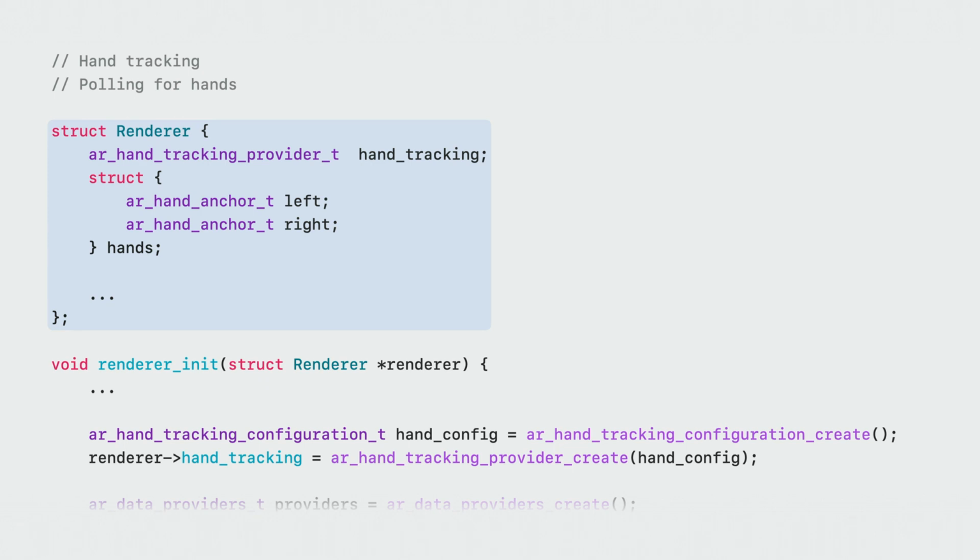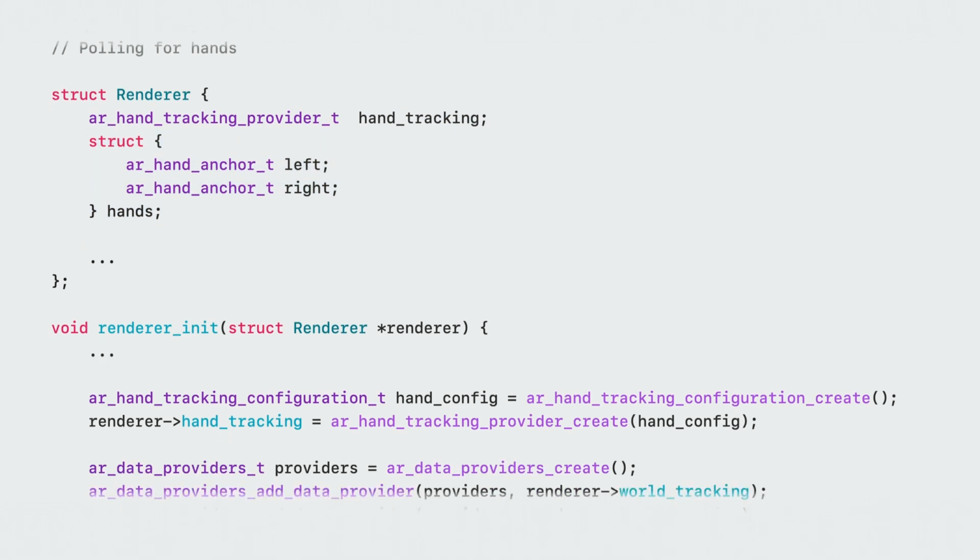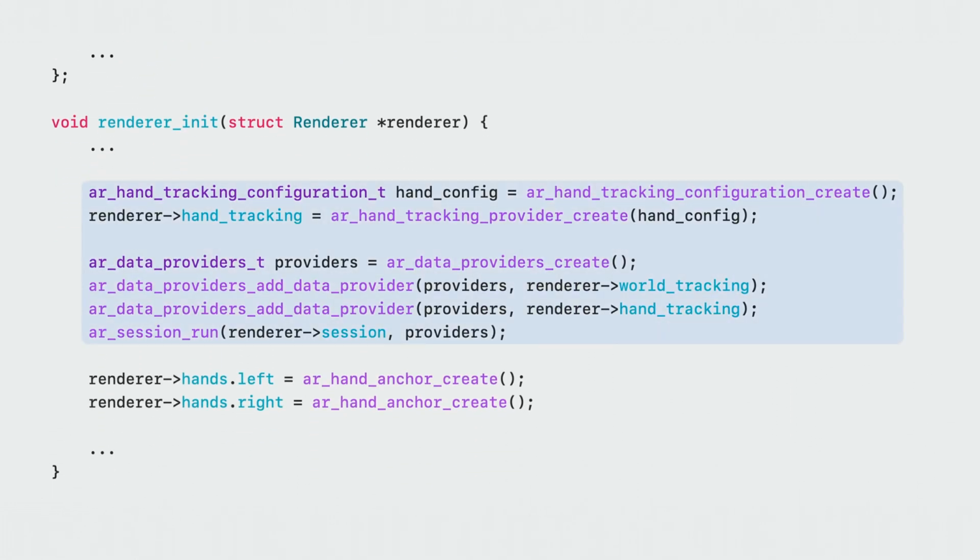Here's our updated struct definition. We've added a hand tracking provider along with a left and right hand anchor. In our updated init function, we create our new hand tracking provider and add it to the list of providers that we run. We then create the left and right hand anchors that we'll need when we poll. Note, we create these ahead of time in order to avoid allocating in the render loop.